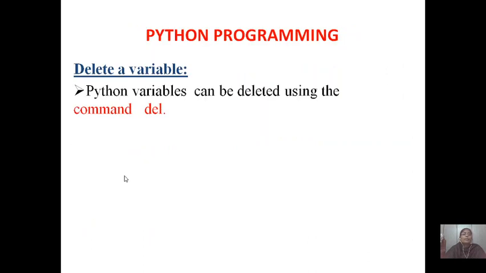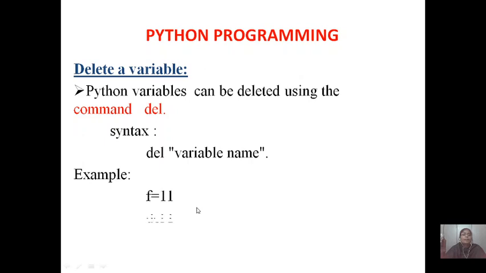You can also delete a variable by using the command del. The syntax is del followed by the variable name. For example, if you have f = 11, that means you have created an integer object f, and if you want to delete it, then you can say del f.